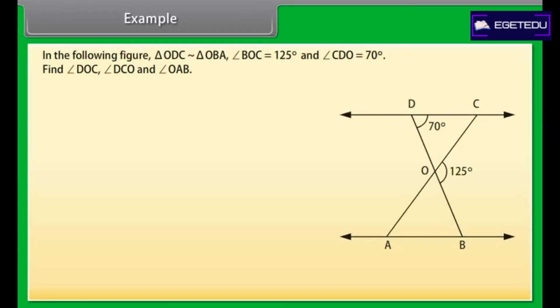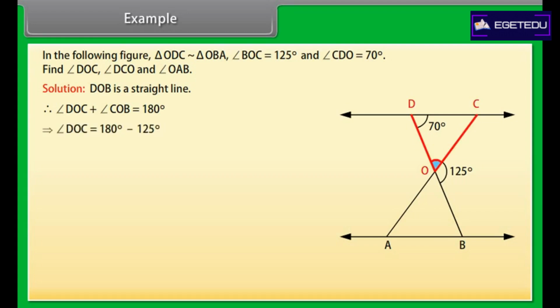Example. In the following figure, triangle ODC is similar to triangle OBA. Angle BOC is equal to 125 degree and angle CDO is equal to 70 degree. Find angle DOC, angle DCO, and angle OAB. Solution. DOB is a straight line. Therefore, angle DOC plus angle COB equals 180 degree, which implies angle DOC is equal to 180 degree minus 125 degree, which equals 55 degree.